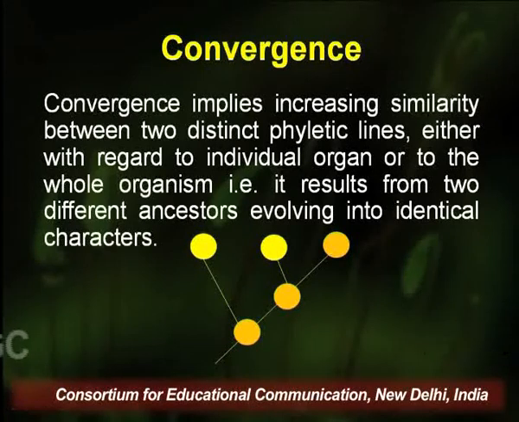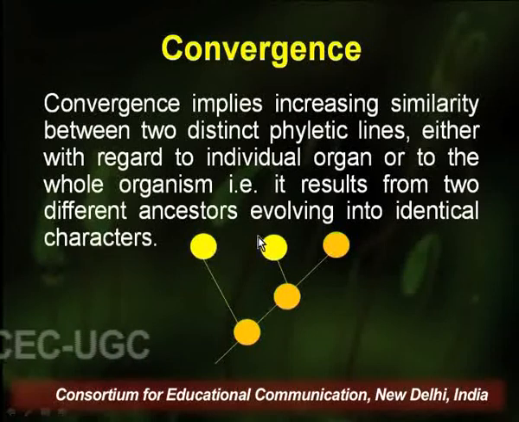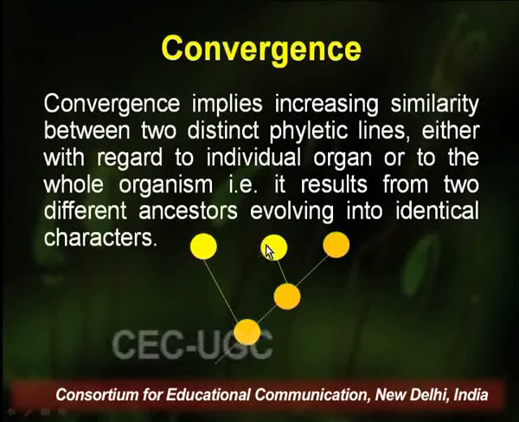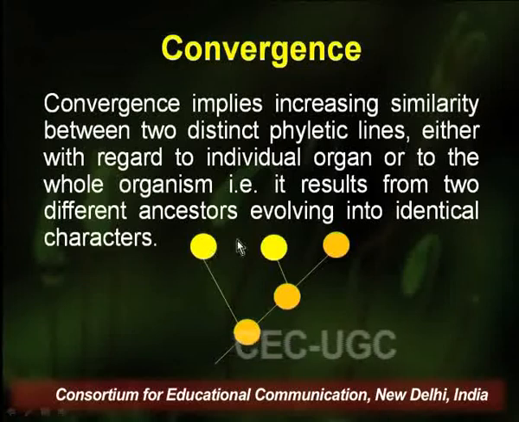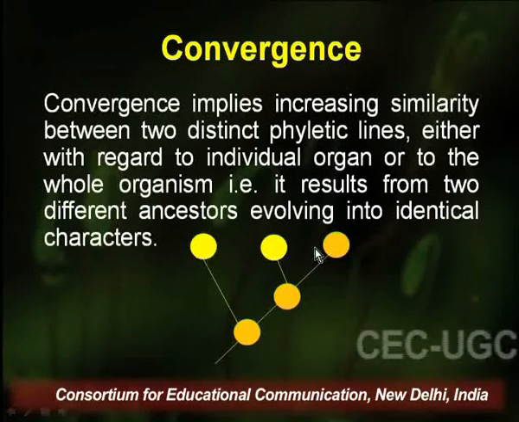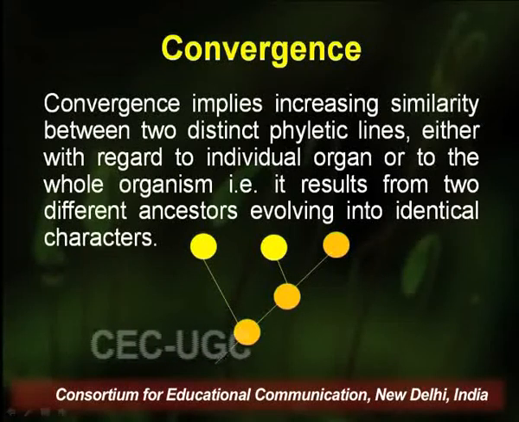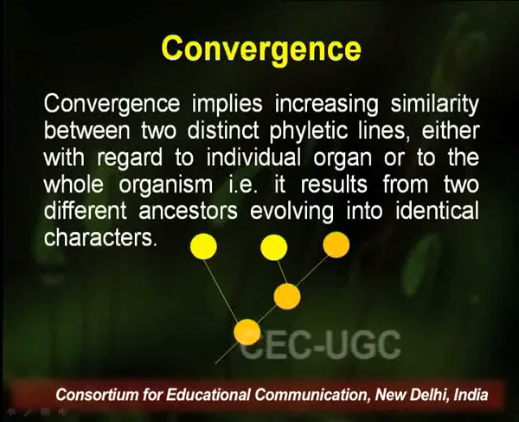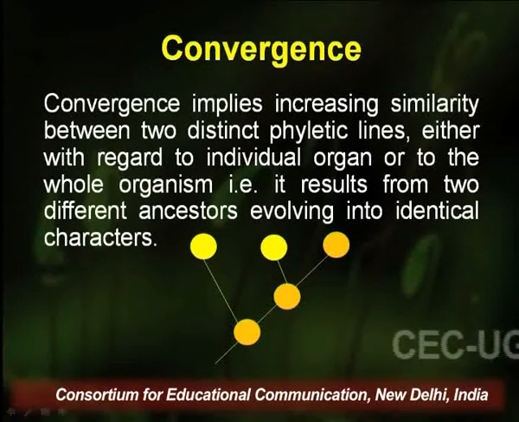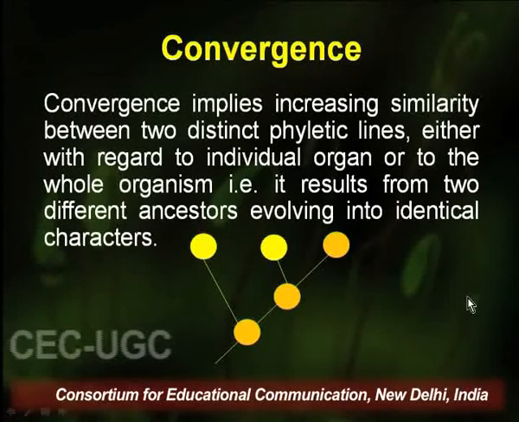Here you can see that due to convergence, two characteristics came out to be similar. They converged although they had two distinct phyletic lines, but they may have had some common ancestor through which they converged and showed the similar characteristic.